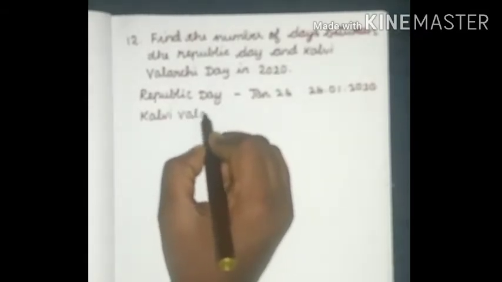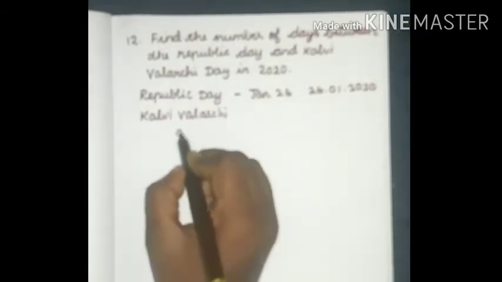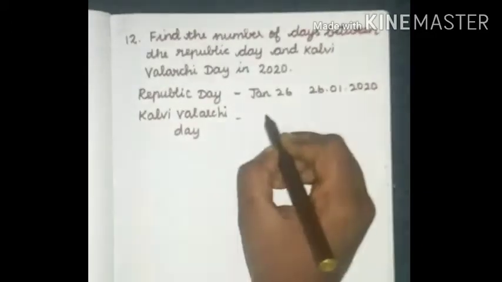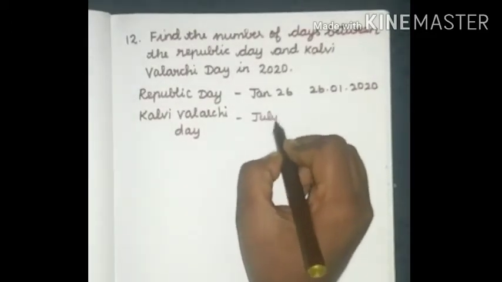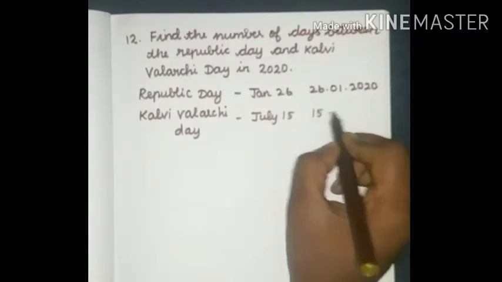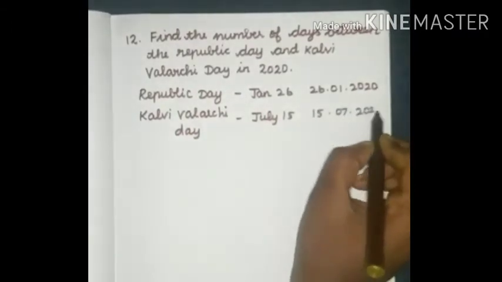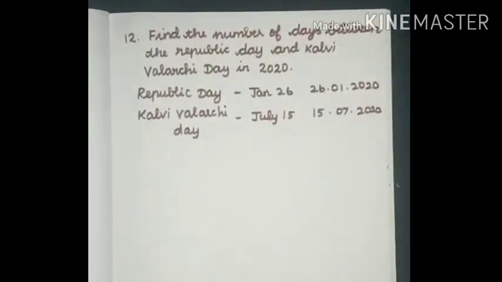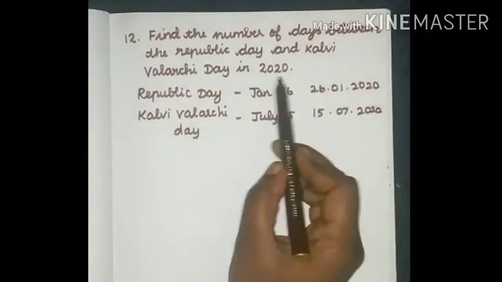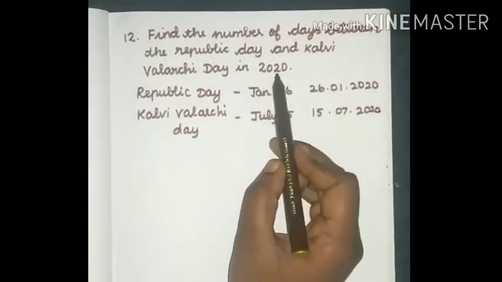And then Kalvi Valarchi Day. Kalvi Valarchi Day falls on July 15. That is 15/7/2020. Kalvi Valarchi Day is nothing but Kamarajar's birthday. And one more thing you have to remember, that 2020 is a leap year.